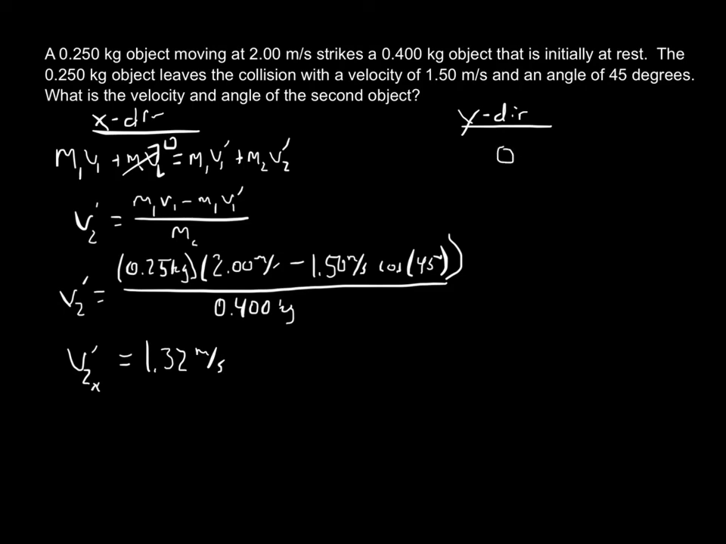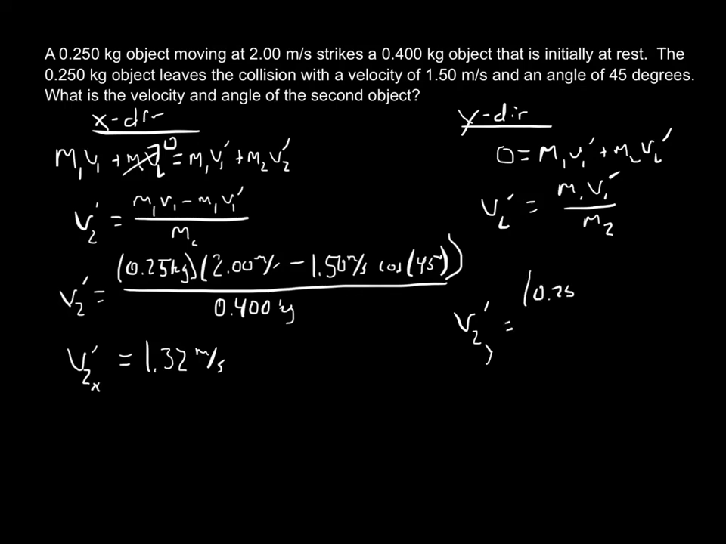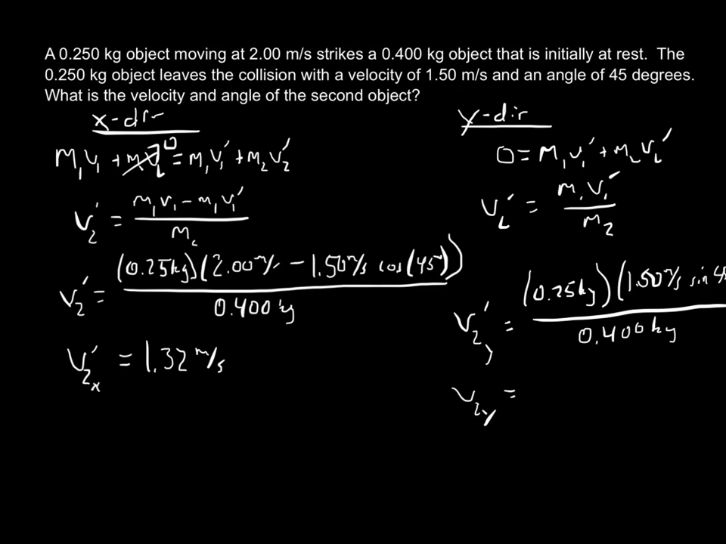And then in the y direction, when we look at our conservation of momentum there, well, nothing's moving in the y direction to start. Everything's in the x direction. And then m1 v1 prime plus m2 v2 prime. So v2 prime is going to be equal to m1 v1 prime over m2. And again, we're going to have to consider direction here. So it's m1, my 0.25 kilograms, times my 1.50 meters per second. And this time, instead of the cosine, it's going to be the sine of 45 degrees, divided by 0.400 kilograms. So v2 in the y direction would equal 0.663 meters per second.